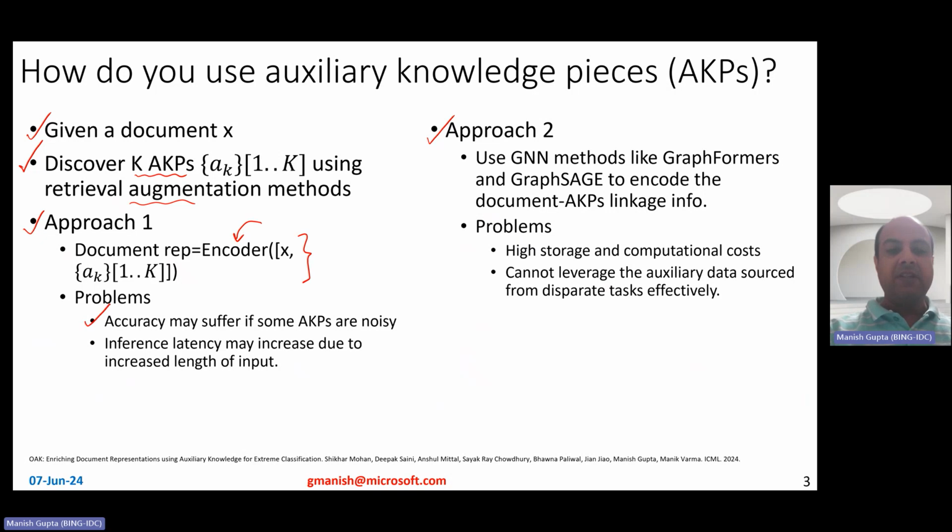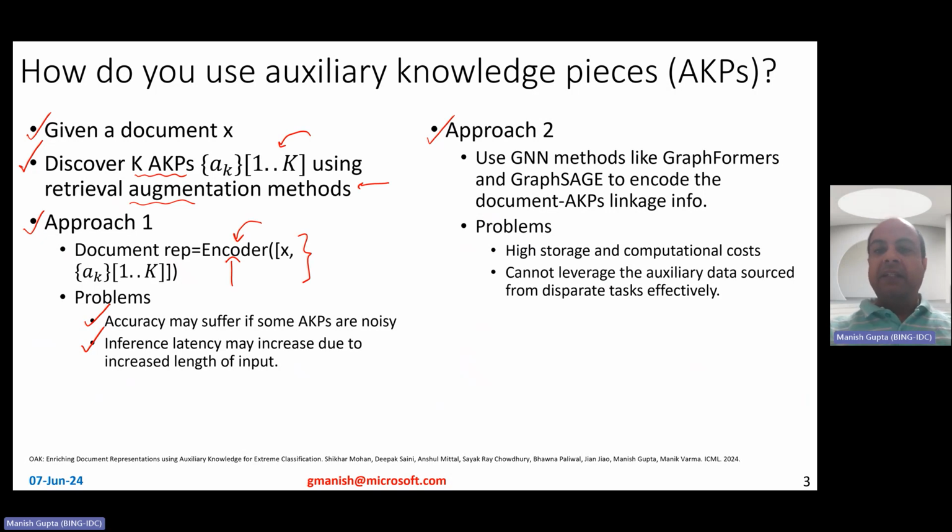One, the accuracy may suffer if some auxiliary knowledge pieces are noisy. Basically, if auxiliary knowledge pieces are linked using some predictive method, there could be noise, and accuracy may suffer. Second, inference latency may increase due to the increased length of input. As you know, most of these encoders are transformer-based these days, and transformer methods suffer from the quadratic complexity of computation, and therefore inference latency may actually increase as you increase the length of the input.